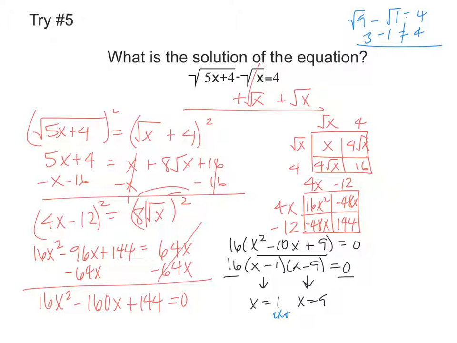Okay, for 9, 5 times 9 is 45, and 45 plus 4 is 49, so it'd be the square root of 49 minus the square root of 9 equal to 4. So that'd be 7 minus 3 equal to 4, and that one is a solution. So x equals 9 is a solution to this problem.